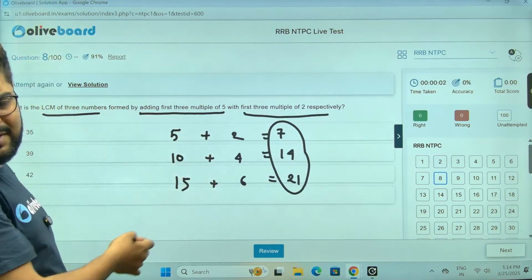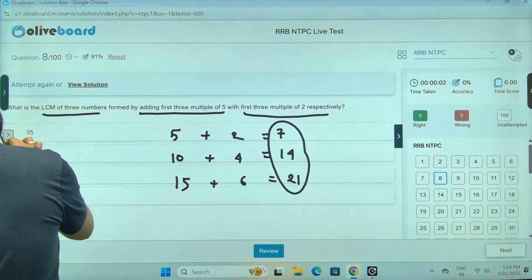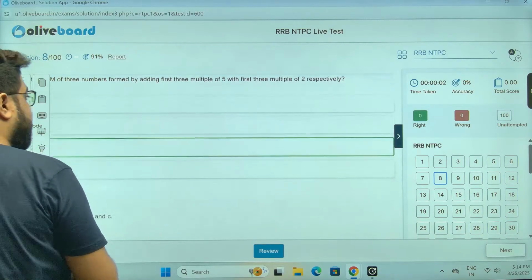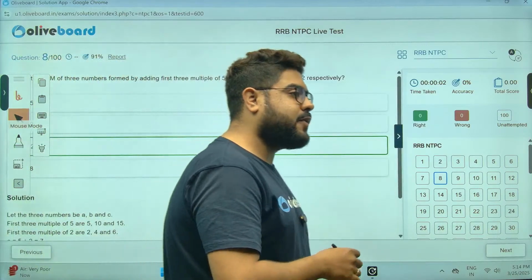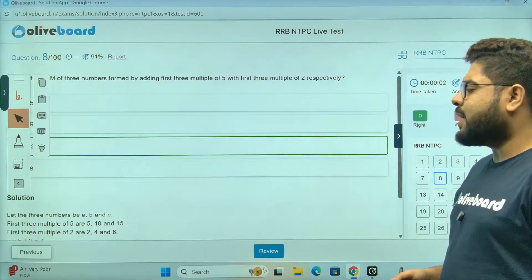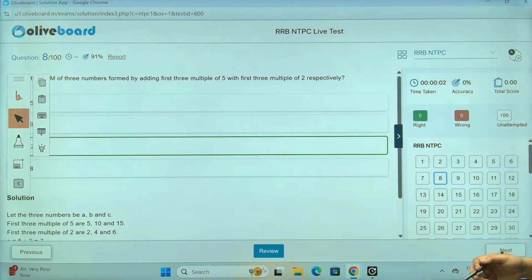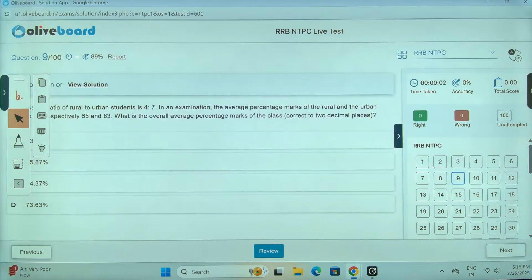So we can just simply check. 42 is there in option number C. That is most definitely your answer. Very simple question once again. Moving on.